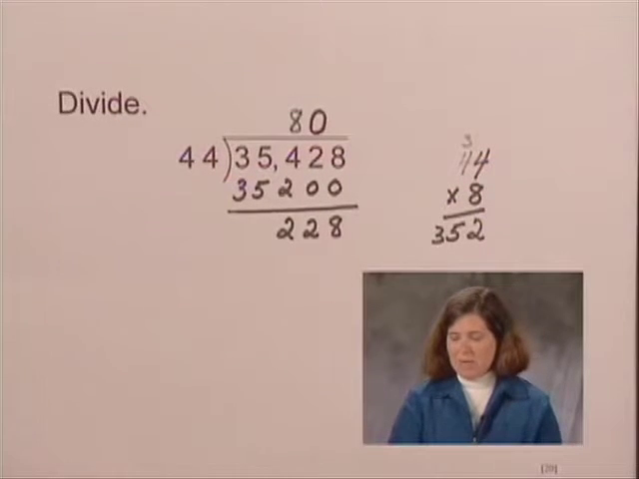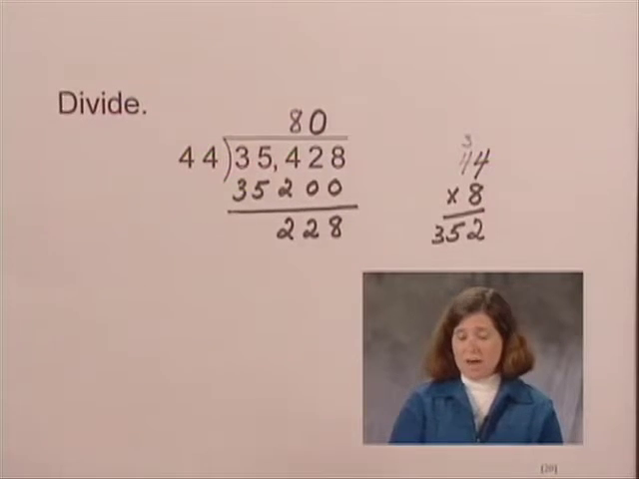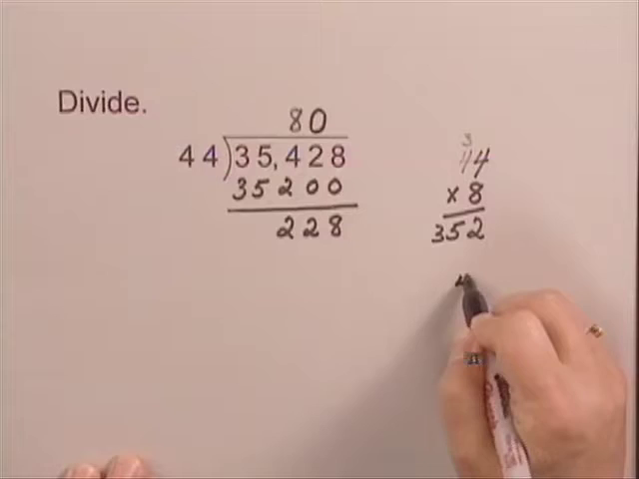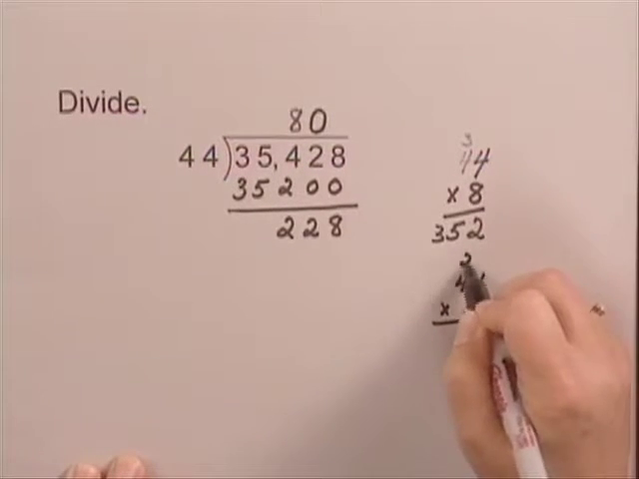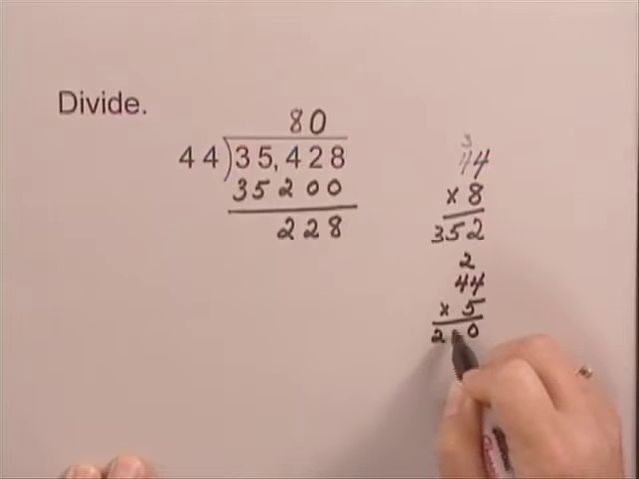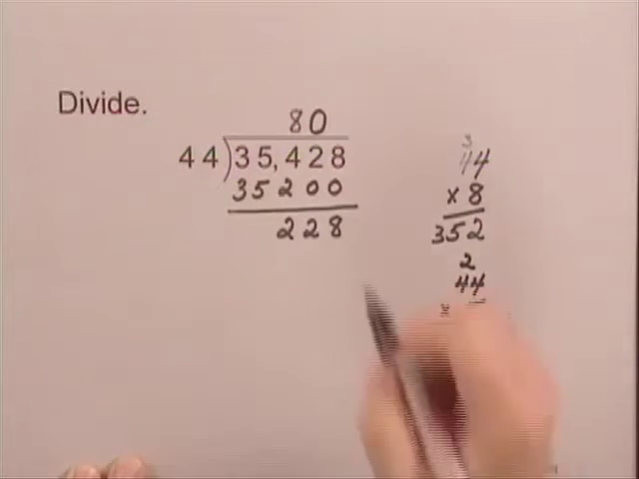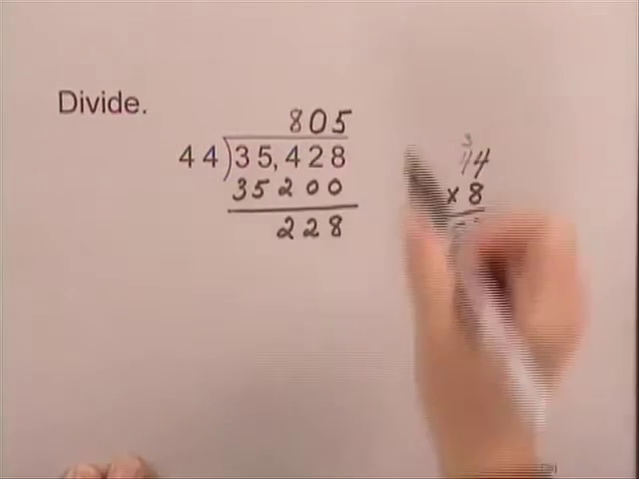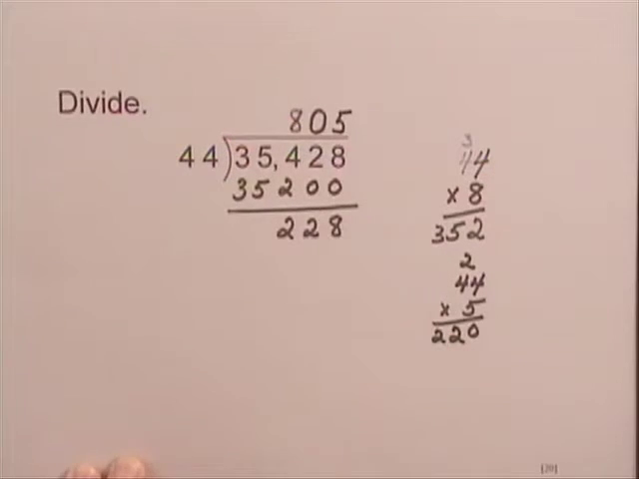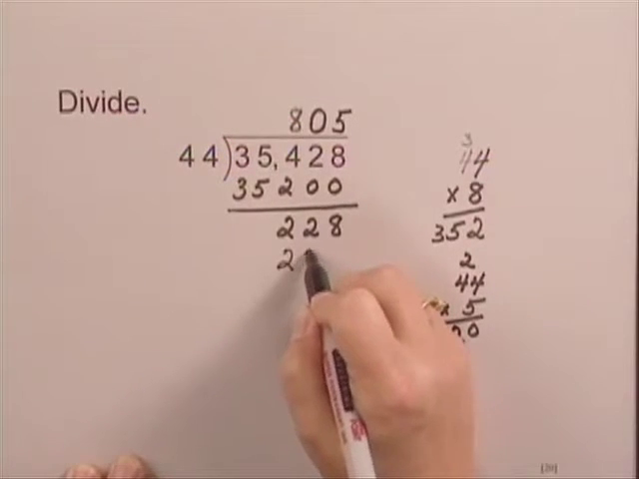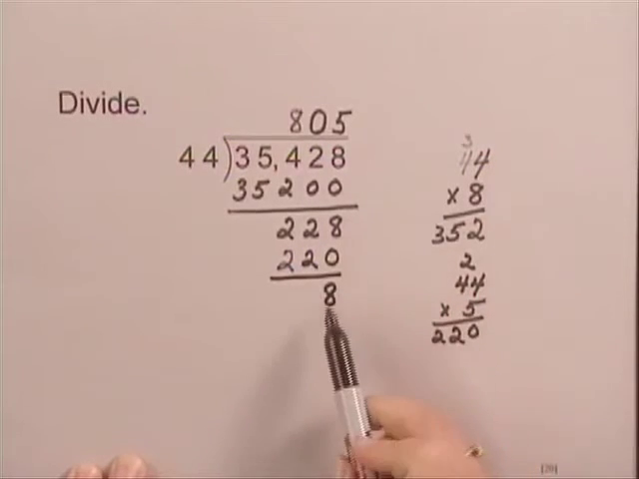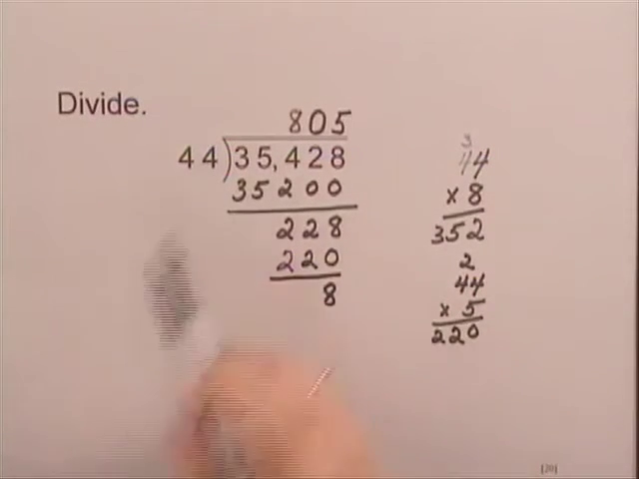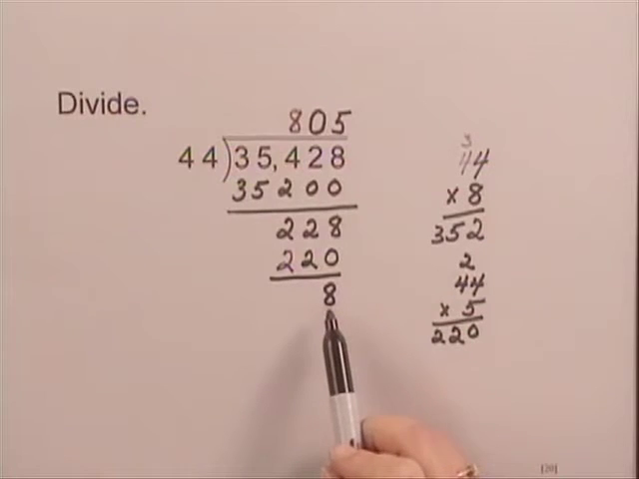Again, we need to estimate about how many 40s are in 228, and we're going to estimate 5. So we multiply 44 times 5, and we get 220. We write the 5 in the ones place. We write the product 5 times 44 under the 228 and subtract. Since 8 is less than 44, we're finished and we have a remainder of 8.